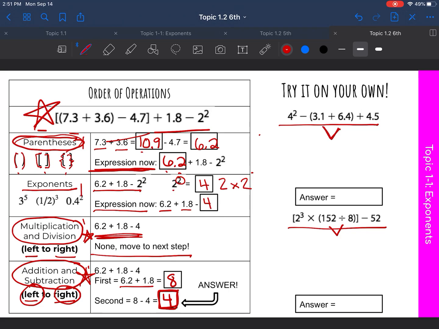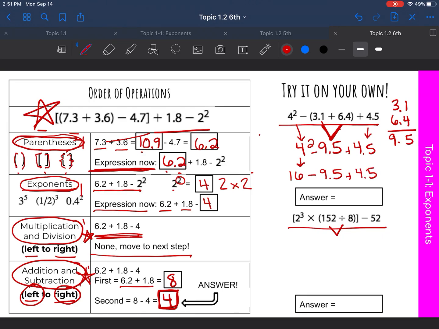So let's see. We're going to start with the parentheses because that's the first order of operations. I have my little arrow, okay? We're going to add 3 and 1/10 plus 6 and 4/10, and we end up getting 9 and 5/10. And I'm going to bring down the 4 squared, and I'm going to bring down the plus 4 and 5/10 because we want to rewrite everything again. Now we're going to do our exponents. So 4 to the power of 2 is 4 times 4. So that's 16. 16 minus 9 and 5/10 plus 4 and 5/10.